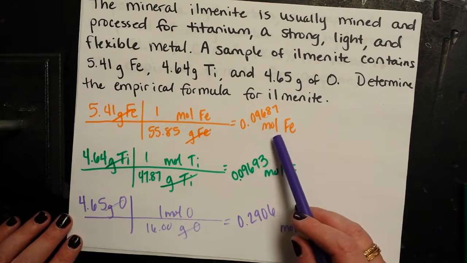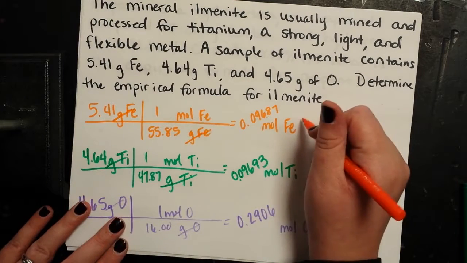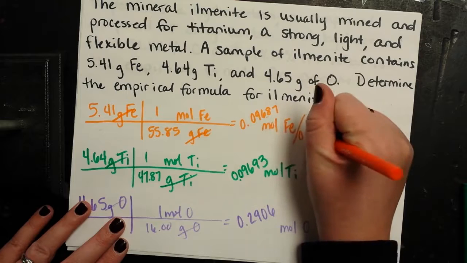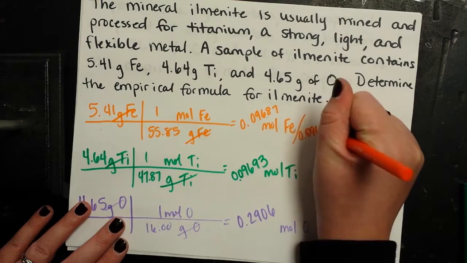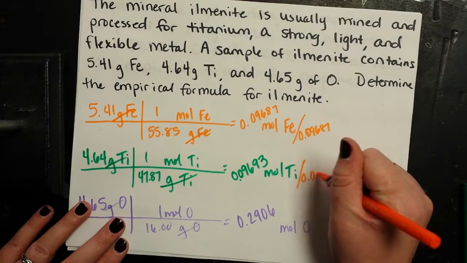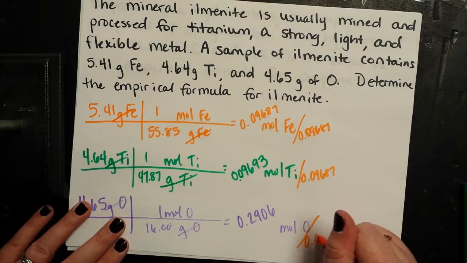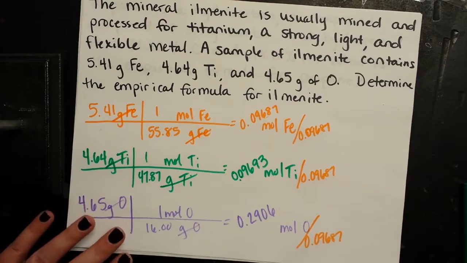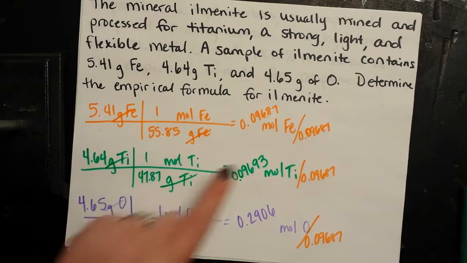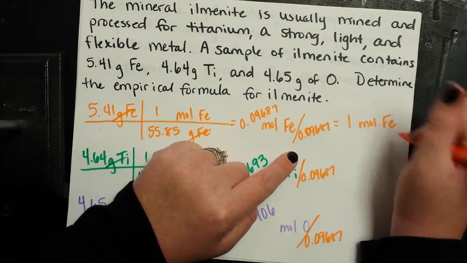Okay, if I find my lowest number of moles, it's not going to be oxygen. If I look at iron, it's actually the one with the least number of moles, so I'm going to divide everything by that number: divided by 0.09687, divided by 0.09687, and divided by 0.09687. This is going to give me 1 mole of iron.